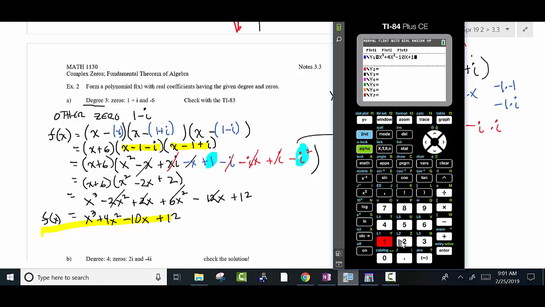And plus 12. And we'll just do that in the standard window. And we'll see if this is right. I'll show you a couple of things you can do. So I'm just going to go zoom 6, standard window. All you've got to really do is trace out your zeros.